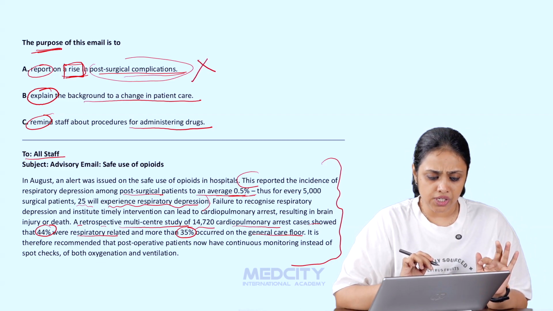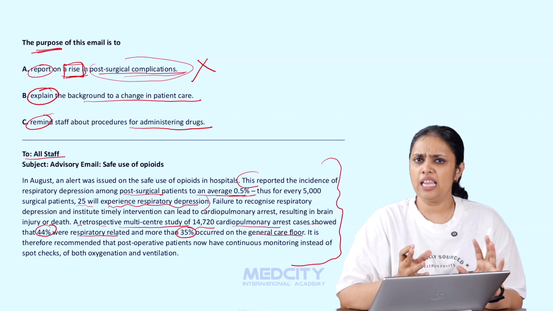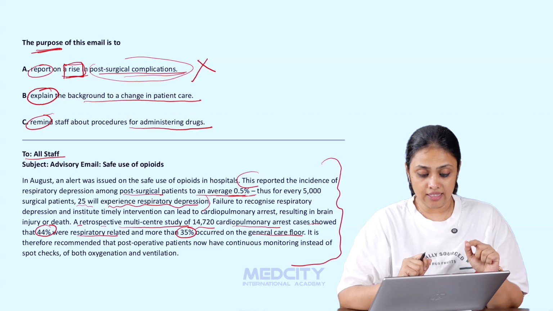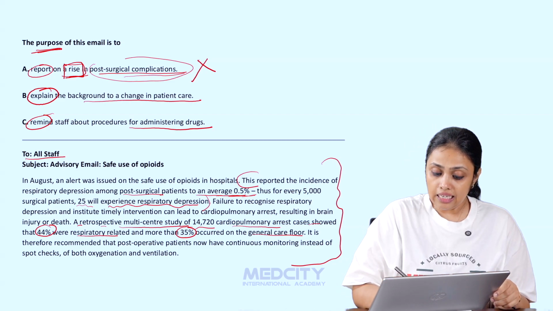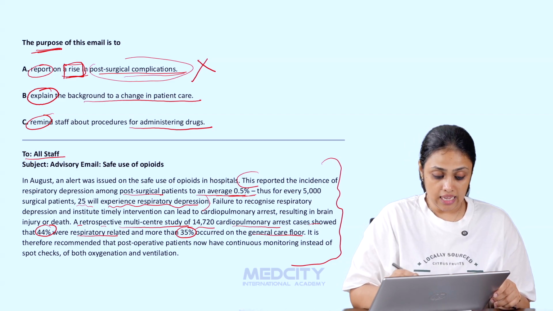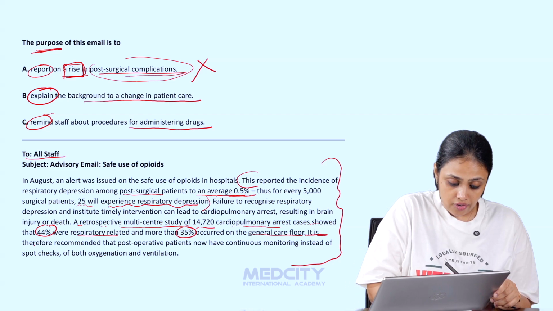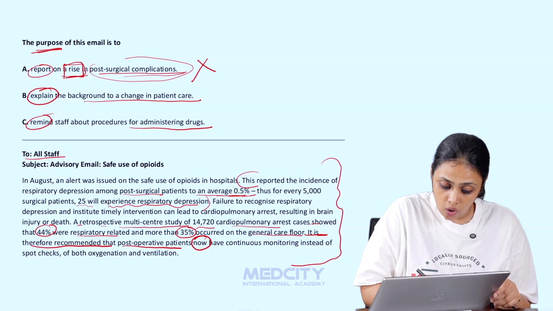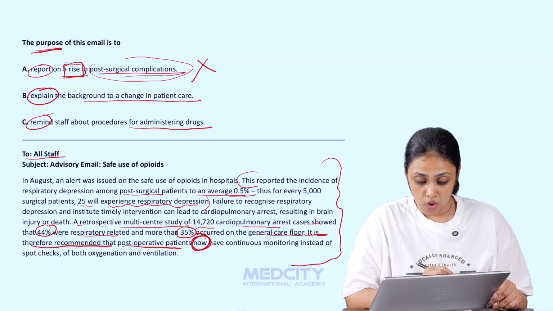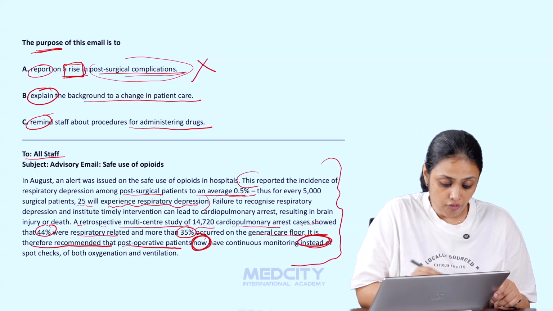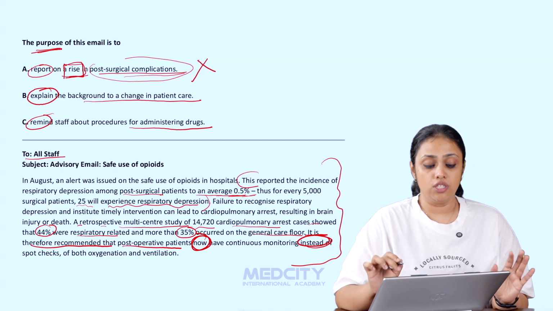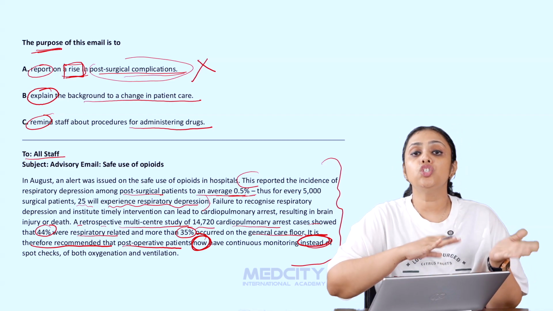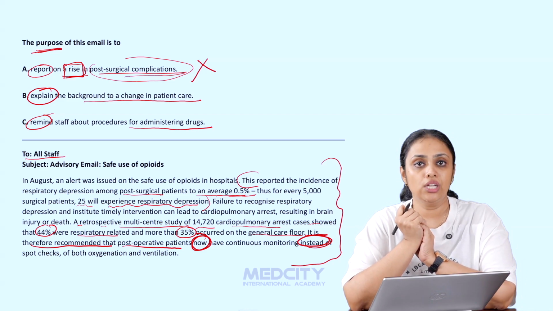Now, what about option B? Have you noticed any such change in patient care? Yes, if you have read the text, you would have definitely noticed that. The last line of the text, what does it say? It is therefore recommended that post-operative patients now have continuous monitoring instead of spot checks of both oxygenation and ventilation, which means that they are hinting about the change in the mode of patient care.